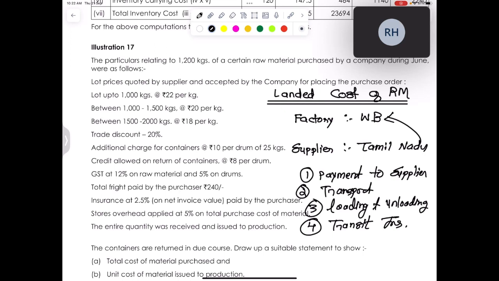And now one very important point, GST. Just think over it, beta, whether for a manufacturer, GST paid on input, that is GST paid on raw material, whether it's a cost or not. Think over it, then I will communicate you. Whether GST paid on input, that is raw material, is a cost or not.